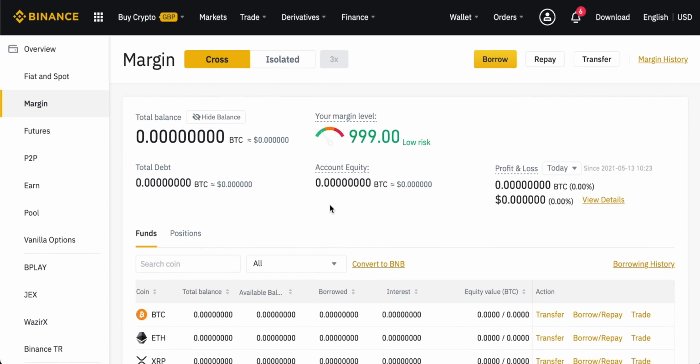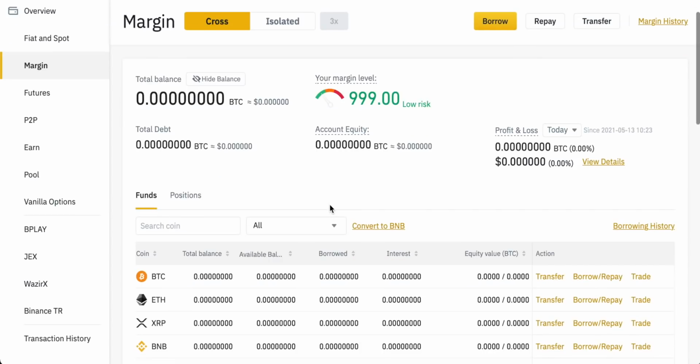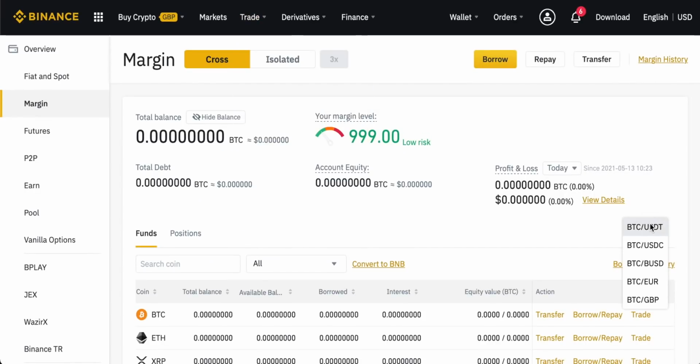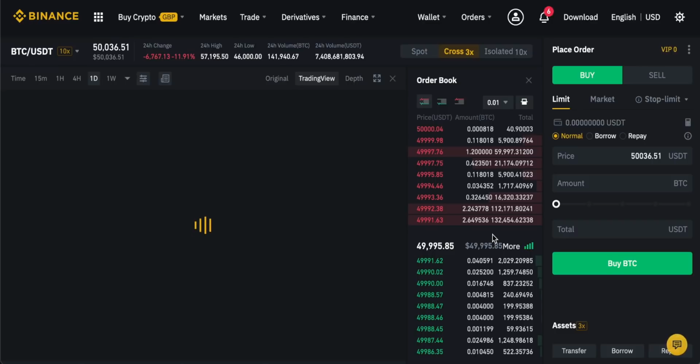Let's go through to the trading screen. We can come down to one of the assets right here and just click on trade. Very easy. And then you can open up a specific trading pair. So Bitcoin, US dollar tether would be a very popular one, or you can just come up here, like I said, and go to margin. But let's just click on this one. We'll go right through to the trading screen and we can see Bitcoin against US dollar tether.